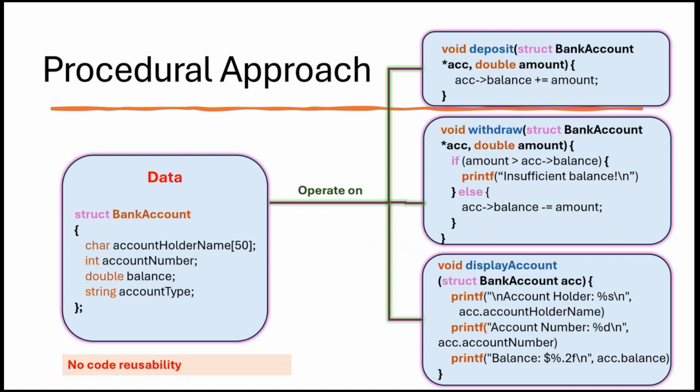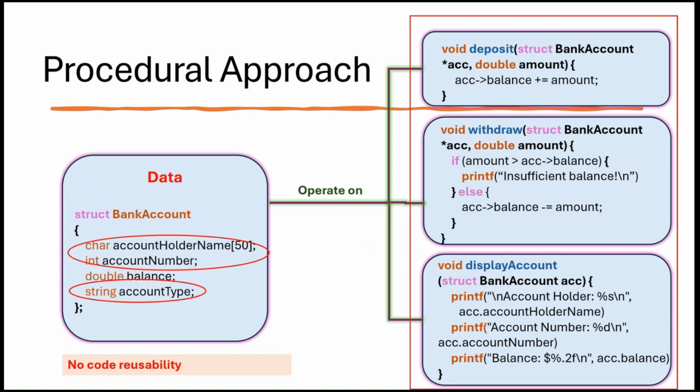No code reusability. Why? Because if we want to extend the bank account for different account types, right? Current account, savings account, fixed deposit, etc. We might end up copying the code which is common for different account types, like account name, account number. Then the functions which we have written, it is possible that we might create different functions for each account type, because we'll need to create different structs for different account types, right? So there is no code reusability here.